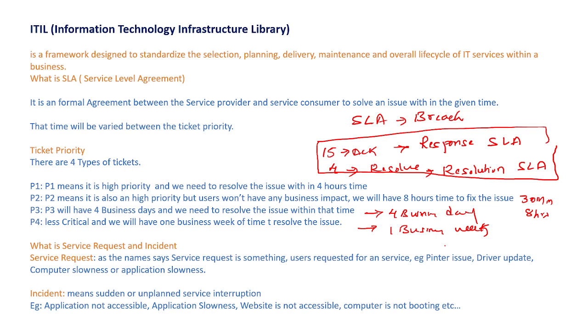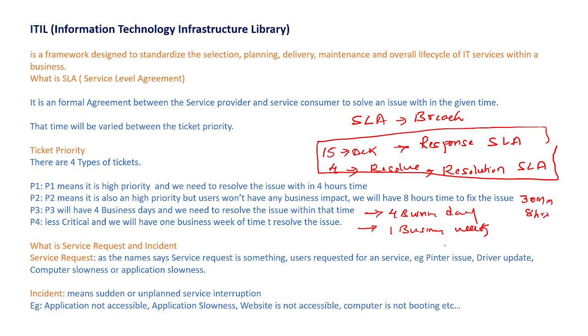So that is how the ticket priorities will be. Now you know what ITIL is. ITIL means Information Technology Infrastructure Library. It is the framework designed to standardize the selection, planning, delivery, and maintenance of overall IT operations. ITIL talks about the SLA.